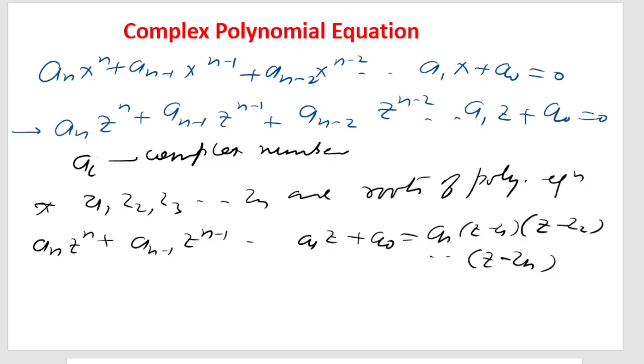So the method of solution is valid, and the important thing is the same. Just like in the real polynomial, the degree of the polynomial is the same as the number of roots of the equation. Let's say this is an n-degree complex polynomial, then it will have n roots.